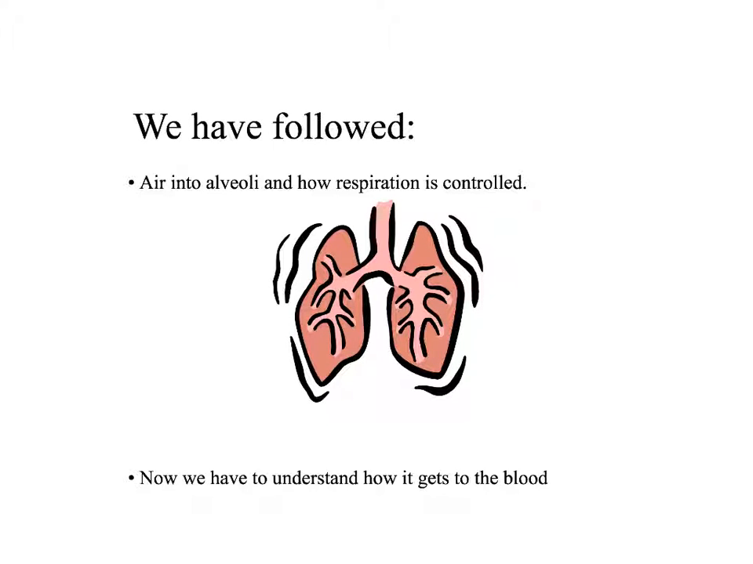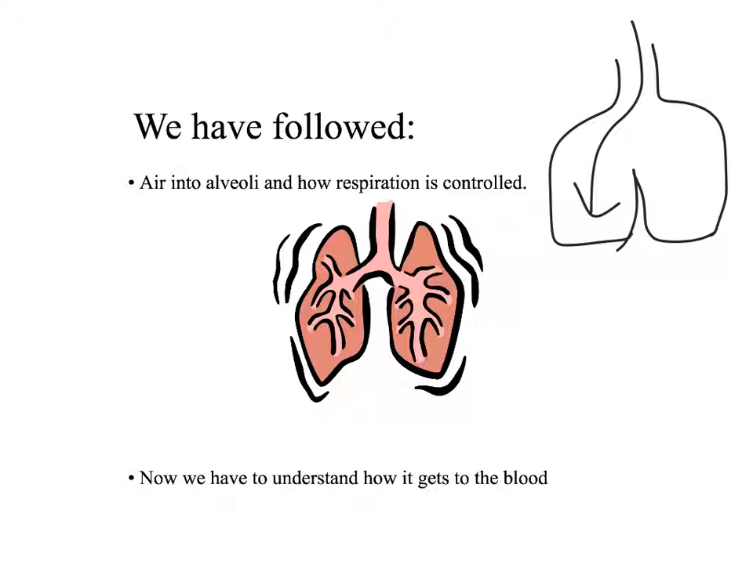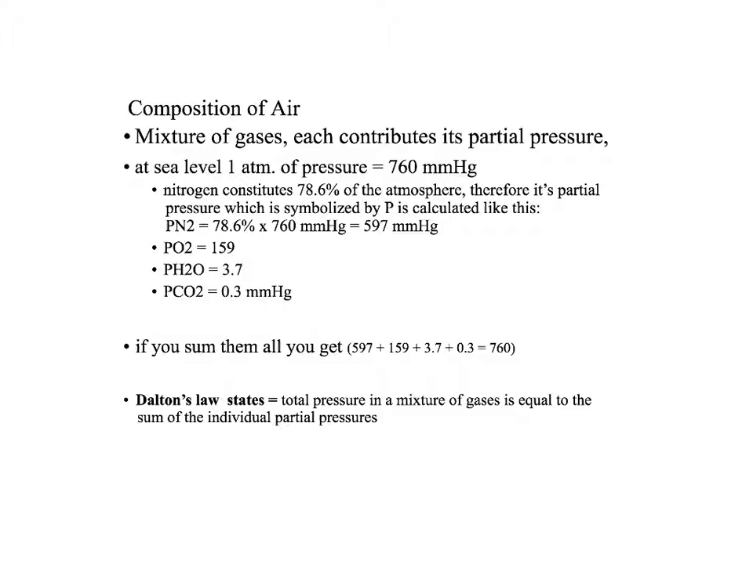Okay, so for this one, here's what we need to do next. We need to get the air into the alveoli, and you understand how the air gets into the alveoli. Now we have to understand how it gets to the blood. So how does it cross into the blood and how is it carried in the blood?